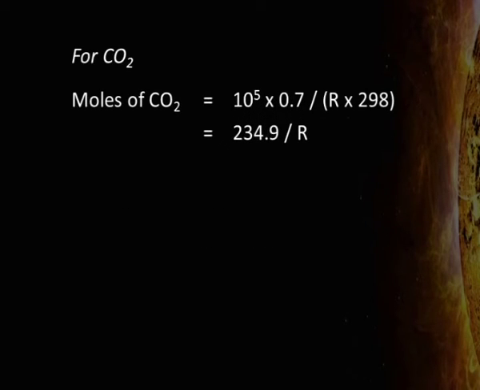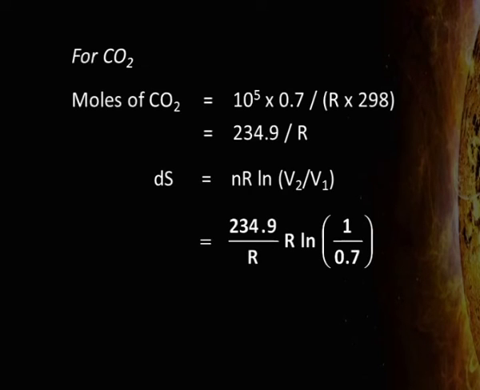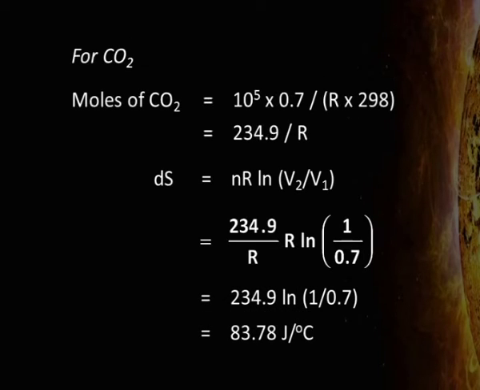234.9 divided by R. Now, as you know that dS is equal to nR natural log V2 divided by V1, we will get dS is equal to 234.9 divided by R multiplied by R natural log 1 upon 0.7. You will get dS is equal to 234.9 natural log 1 divided by 0.7, equal to 83.78 joules per degree Celsius or joules per Kelvin.